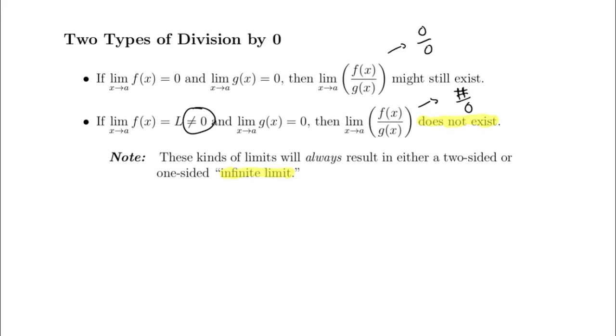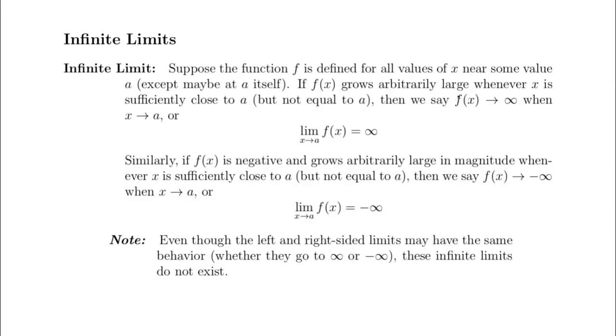So let's think about this two-sided and one-sided idea of an infinite limit. Here's our intro to infinite limits. Infinite limits are when the y values go off to infinity. So again, we're going to suppose that we've got some function that's defined for all the x values near a value of a. Same setup as before. Now, though, instead of f of x getting arbitrarily close to some real number L, we're going to say maybe f of x grows arbitrarily large whenever x is sufficiently close to a but not equal to a. Or we could say f of x is going off to infinity. Then we can say this limit is equal to infinity.